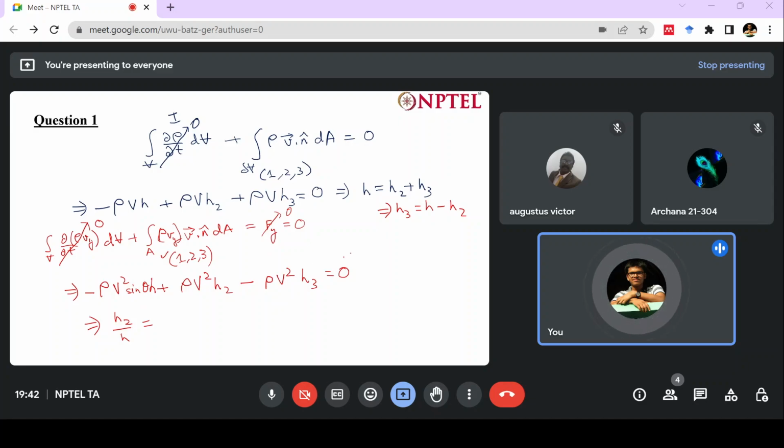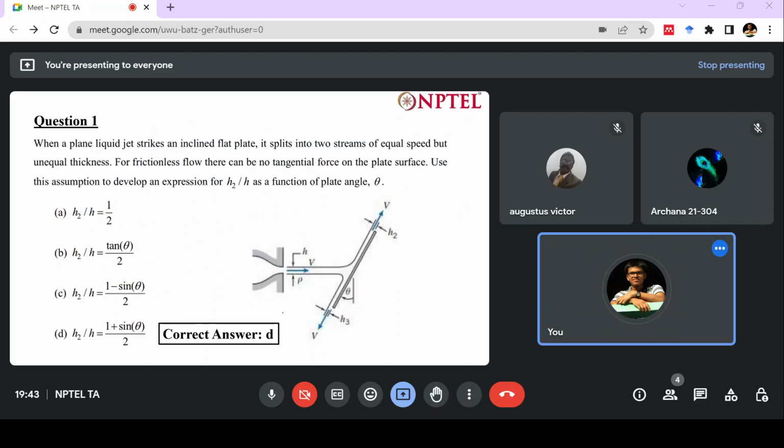So if you substitute H3 here, you will get H minus H2. You can take all the H terms to the other side, and H2 terms can remain this side. Then you will get 1 plus sine theta. You can solve this very easily. If you just write this instead of H3 and separate out the terms, you should get this. Yeah, this is the correct answer.